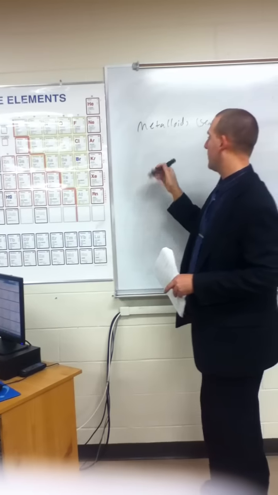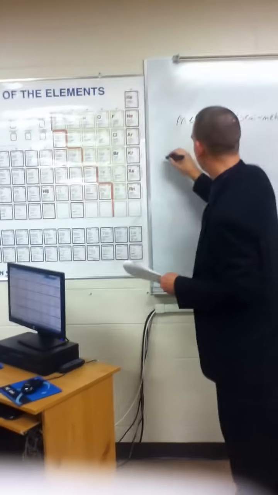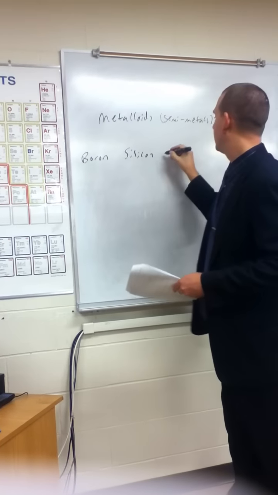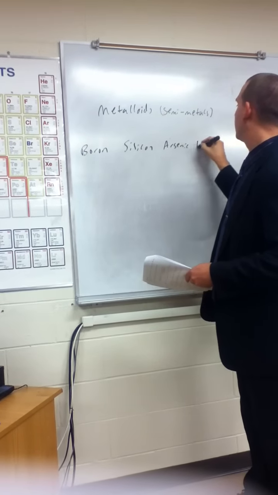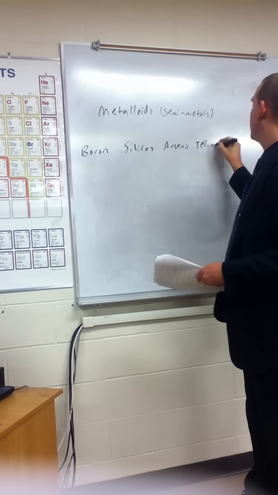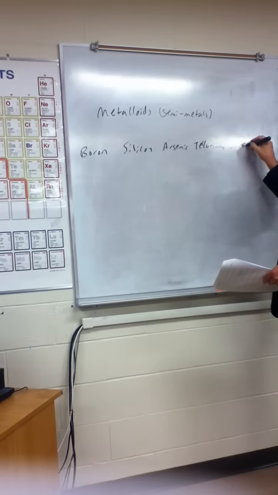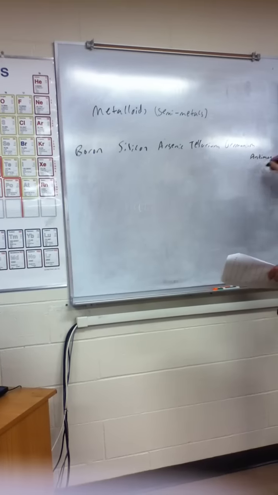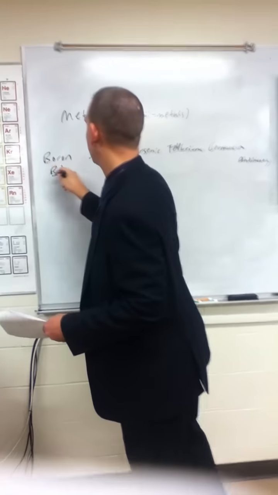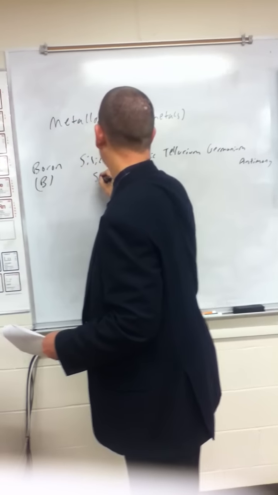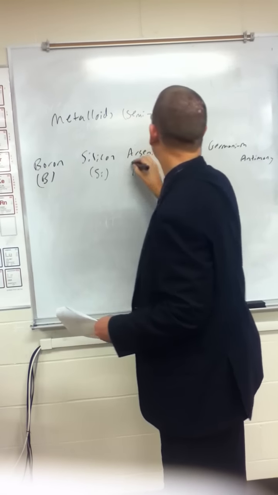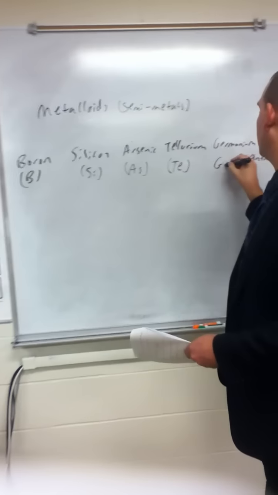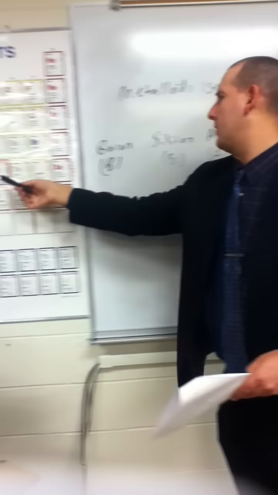All right, so number 3, I want you to write out the following. First write out the names: boron, silicon, arsenic, tellurium, germanium, and antimony. Then write their symbols underneath them. Boron is B, silicon is Si, arsenic is As, tellurium is Te, germanium is Ge, and antimony is Sb.